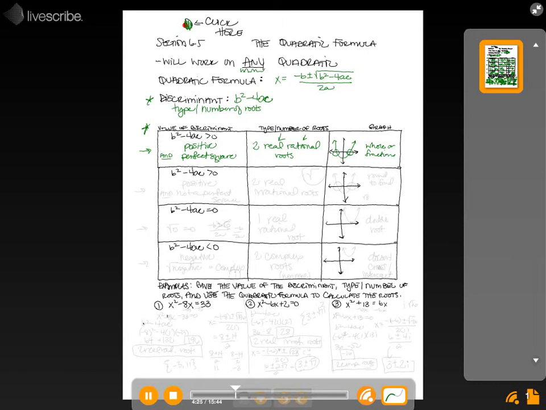Real means it's on that number line. So for your graph, again, there are 2 distinct points where it crosses, and you could find them on the x-axis. Let's look at the second row. Notice this first part's the same. b squared minus 4ac is greater than 0. So again, it's going to be positive, but we're going to add another stipulation, and it's not a perfect square.